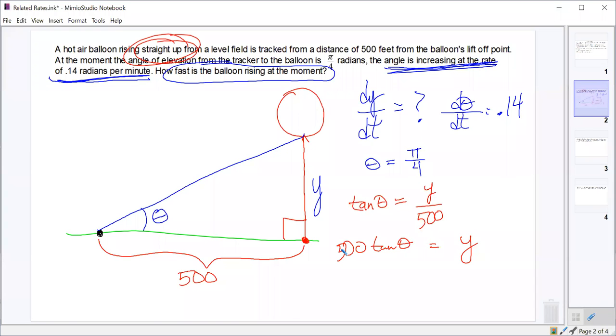So when I take the derivative of 500 tangent theta, the derivative of that ought to be 500 secant squared theta. And then we need to multiply it by d theta dt, because we're taking the derivative of a theta term with respect to t. And then we'll say equals dy dt. Good? Derivative of y with respect to t is dy dt. Everyone good?